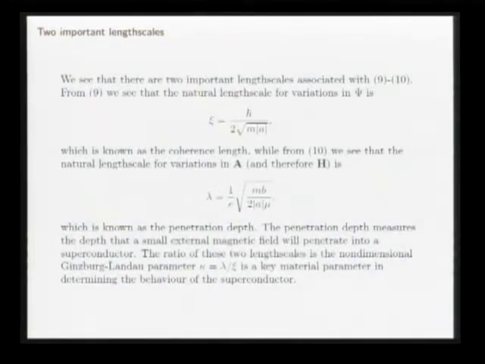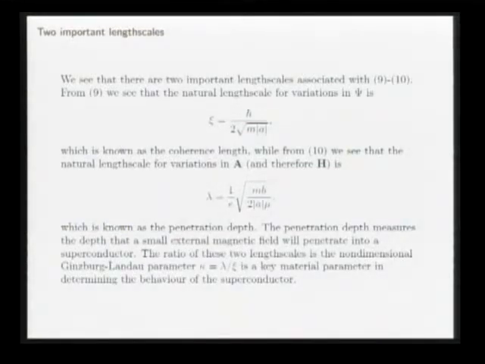And the ratio of these two length scales is a key parameter which tells you how the superconductor is going to behave. It's a material parameter. Lambda over psi is known as kappa, the Ginsburg-Landau parameter. And we'll see a bit of kappa throughout the lecture course.